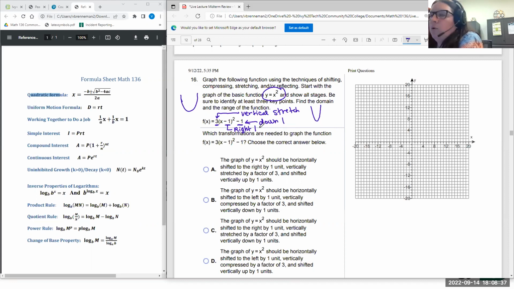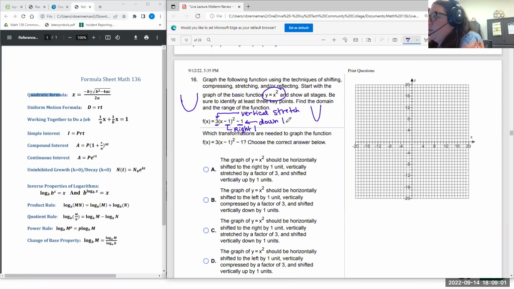And if you think order of operations, the first thing that happens, you take the x value, you subtract, or basically you shift to the right horizontally. Then the next thing would be the vertical stretch, and then the last thing would be the vertical shift. So that'll come up when we get to the corresponding points.